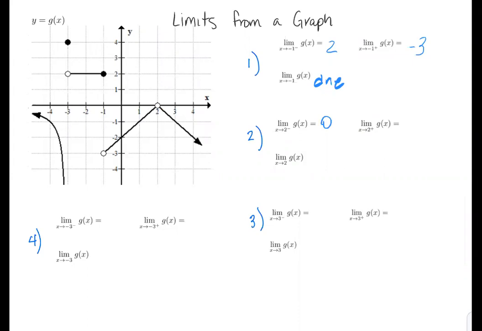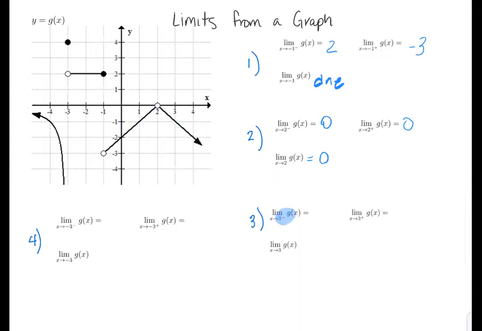And then we're going to do the same thing. Get on the right-hand side of it, because that's what this little plus sign is for. So get on the right-hand side and ride the function until you get there. What y value are we approaching? Also 0. The fact that those two are the same and are 0 means that this answer is 0. Again, those two pieces meet at y equals 0 and at x equals 2. So that's the limit.